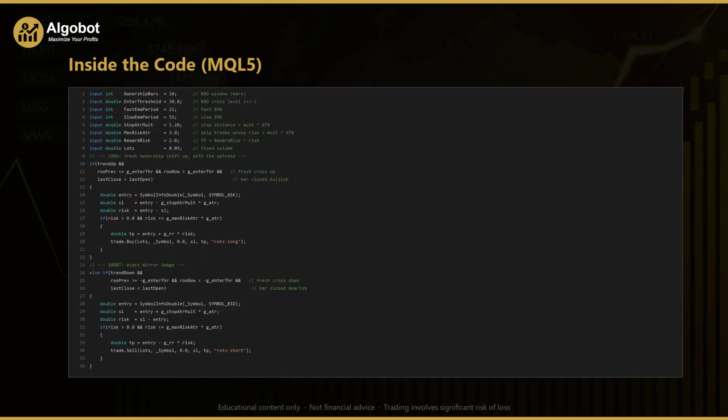Let's read through the important part of the MetaTrader 5 code on screen. At the top are the inputs you can adjust in the strategy tester. OwnershipBars is the window for the oscillator, 10 bars. EnterThreshold is the plus or minus level the oscillator must cross, 30. Fast EMA period and slow EMA period define the trend filter at 21 and 55. Stop ATR multiple sets the stop distance.